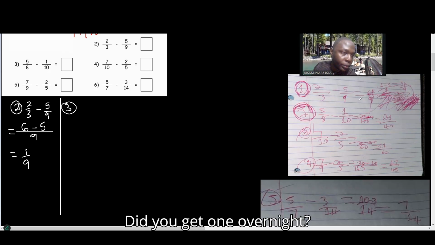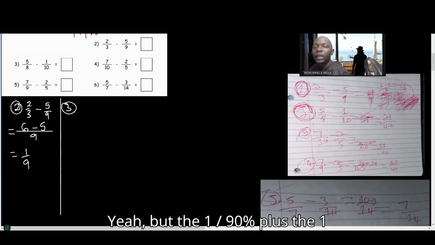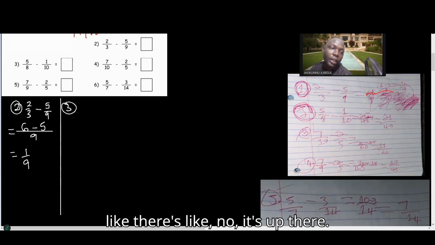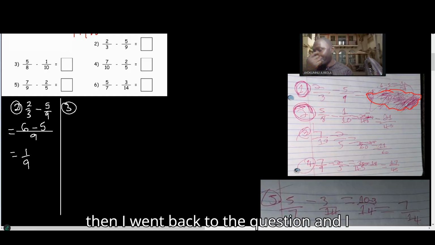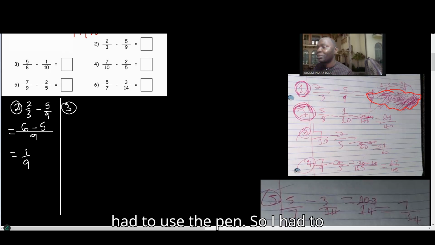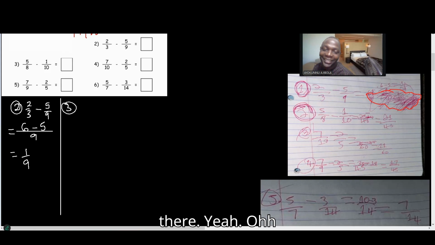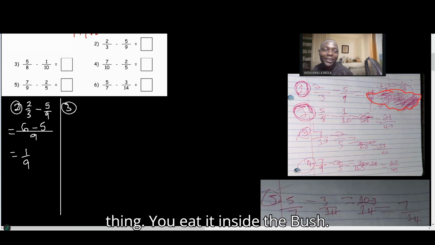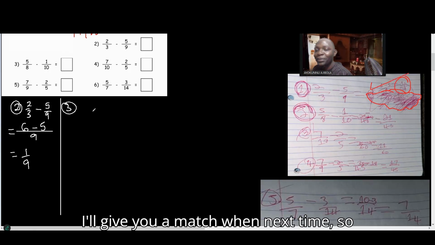Did you get 1 over 9? Yeah. But your 1 over 9 is hidden inside a bush, like a forest. No, it's up there. It's up there because I misunderstood it, and then I went back to the question. I was using pen, so I had to scramble it, and then I wrote it up there. Exactly. We are saying the same thing. You hid it inside the bush. I'll give you a mark for next time. So make it clearer.